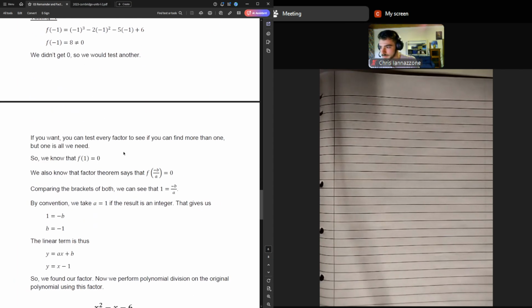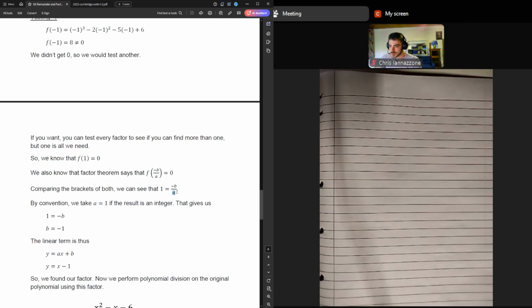Now, what does that mean? Well, f of 1 equals 0. Factor theorem says f of negative b over a equals 0. So, by direct comparison, 1, this spot in the brackets, must be equal to negative b over a, the same spot in the brackets. 1 equals negative b over a. By convention, to make life easier, we're just going to assume that a equals 1.